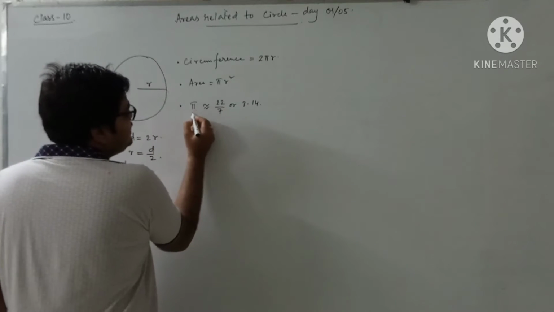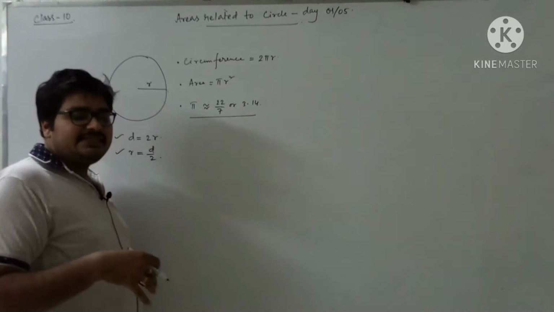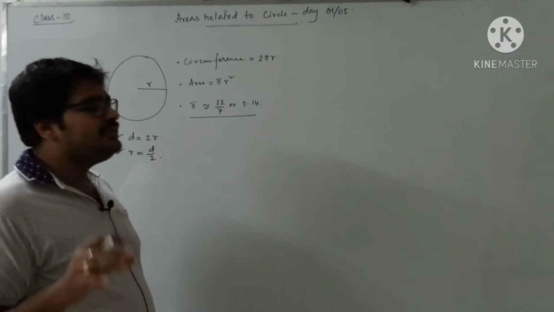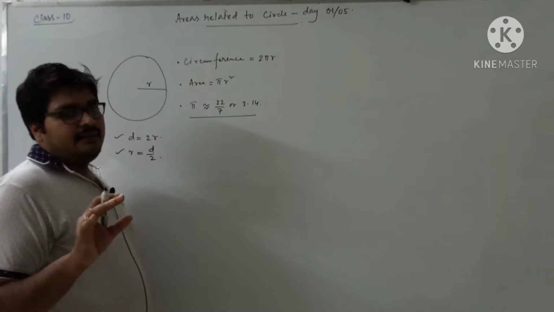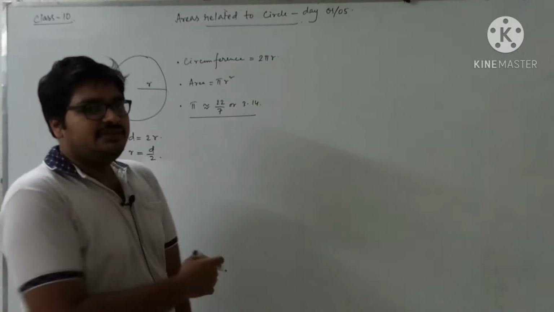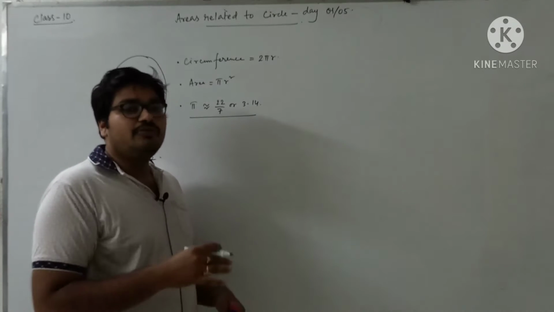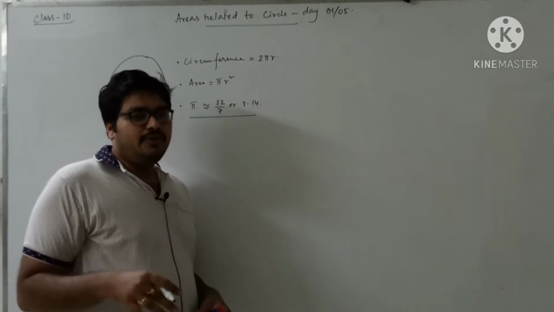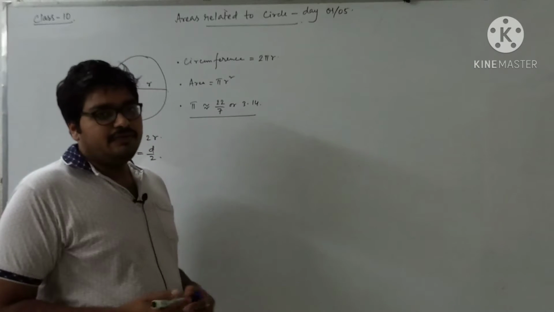But you must know this value you can apply only for the mensuration chapter, that means areas related to circle or the perimeter and area chapter. In those chapters you can use this value of pi. But algebraically you have already learned pi is an irrational number, so values like that you cannot put over here. Pi is irrational, its value is not yet fully known, but approximately it is equal to 22/7 or 3.14.